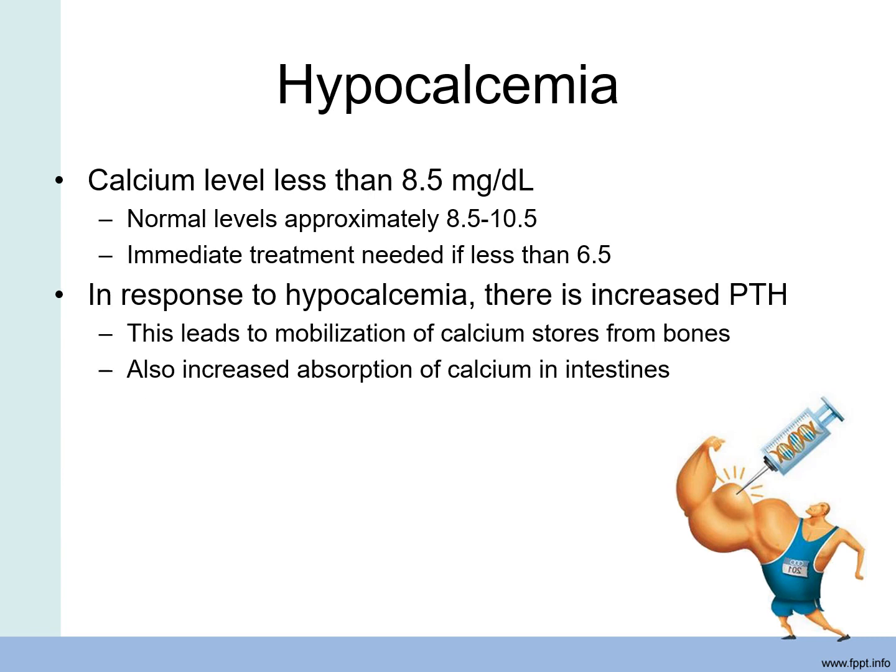Calcium levels that are less than 8.5 are considered hypocalcemia. Normal levels are 9 to 11, and it can need immediate treatment if levels are below 6.5. In response to hypocalcemia, remember our body's natural systems to maintain homeostasis will increase the PTH. So this leads to mobilization of calcium stores from the bones and also increases absorption of calcium in the intestines. This is if everything is working correctly.